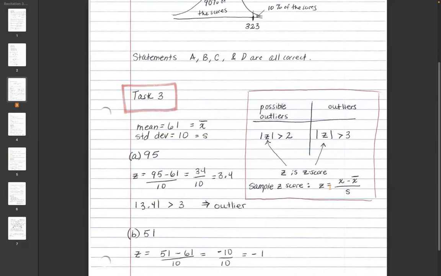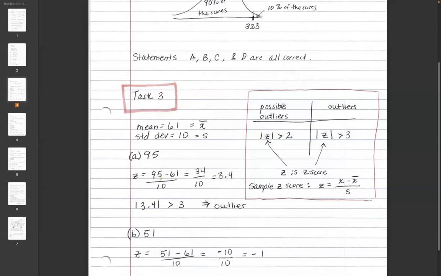So now it's essentially a plug and chug where we have all of these values and we're going to calculate our z-scores. And then once we calculate the z-score, we're going to take the absolute value and see if that absolute value is greater than 3 to determine whether it's an outlier. So first, we want to see if 95 is an outlier. So we're going to calculate the z-score for 95.